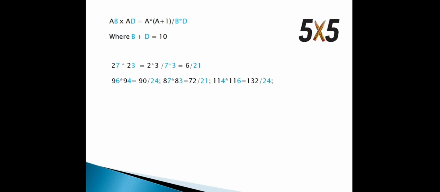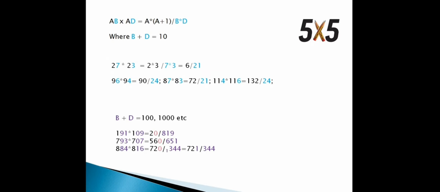And one more small special case what we are going to see in it is when we increase the number. Okay. This whole calculation naturally holds good when we see. Now B plus D is equal to 100, 1000, etc. This is a special case where we are going to multiply again. So 191 into 109. What happens?